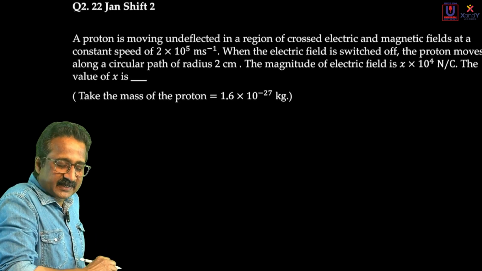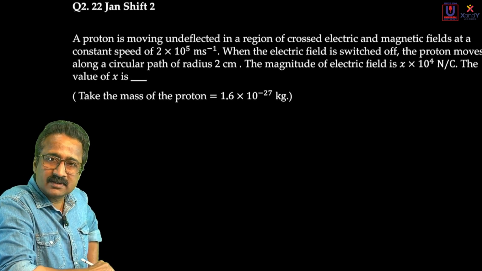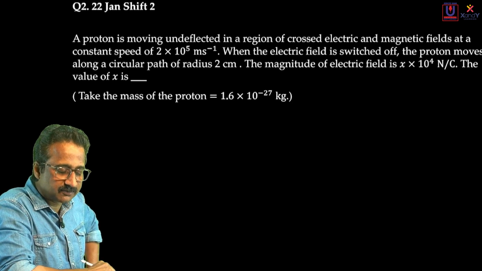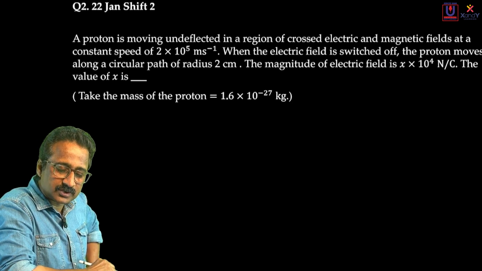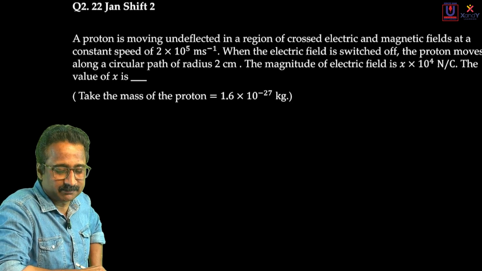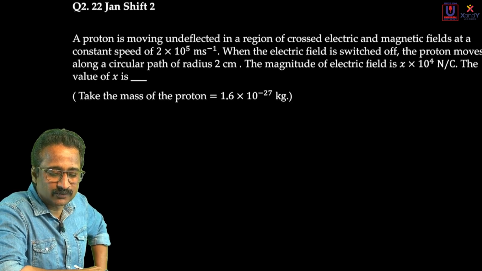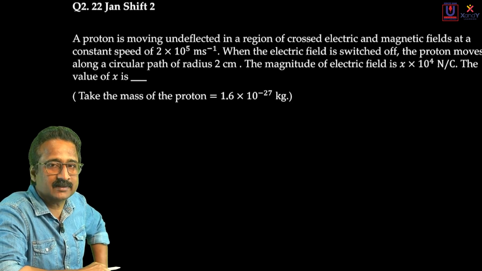Let me move on to the second question. A proton is moving undeflected in a region of crossed electric and magnetic fields at a constant speed of 2 × 10^5 meter per second. When the electric field is switched off, the proton moves along a circular path of radius 2 centimeter. Magnitude of electric field is given to be x × 10^4 Newton per Coulomb. What is the numerical value of x?